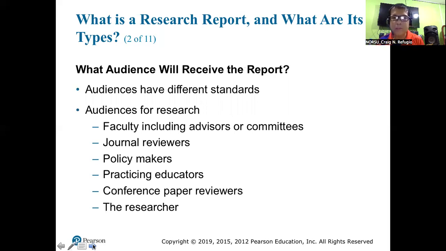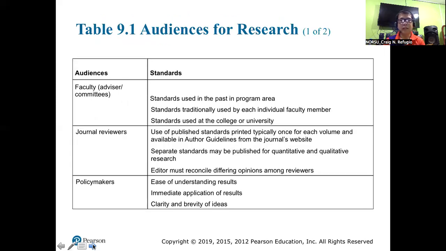What audience will receive the report? The first one, audiences have different standards. Second, audiences for research could be faculty, including advisors or committees, journal reviewers, policymakers, practicing educators, conference paper reviewers, and the researcher himself or herself. Table 9.1 shows the audiences for research. The first column is on audiences, and the second column is on the standards.